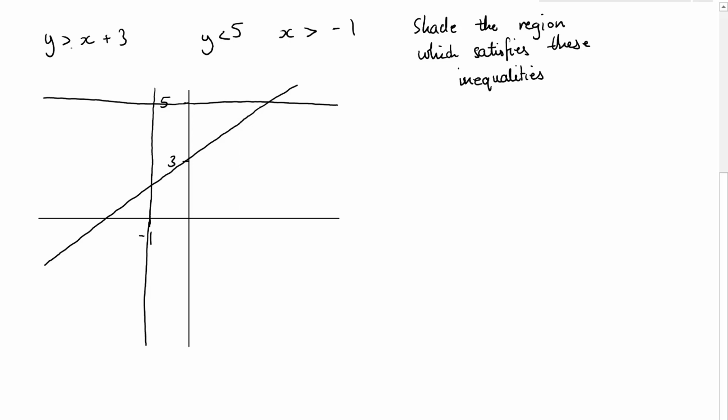So if we said that y was greater than x plus 3, we had everything above this line. So I'd probably label this y equals x plus 3, this one was y equals 5, and this one was x equals minus 1. Okay, so everything greater than x plus 3 is up here in this region. Everything less than 5 is below this 5. So now we've narrowed it down to everything above here.